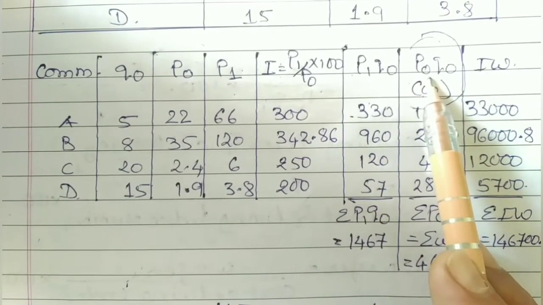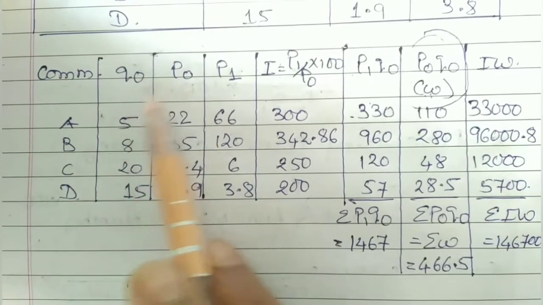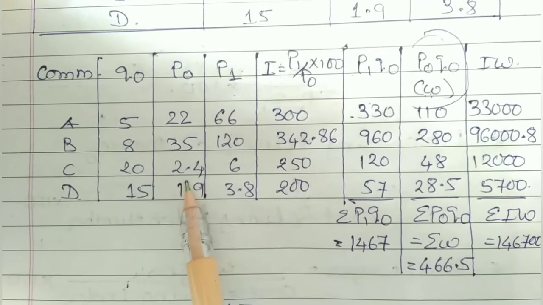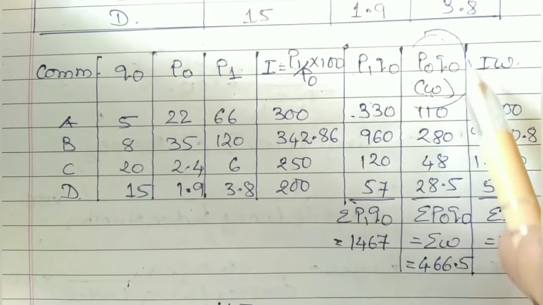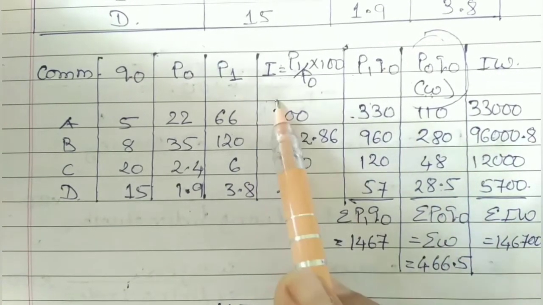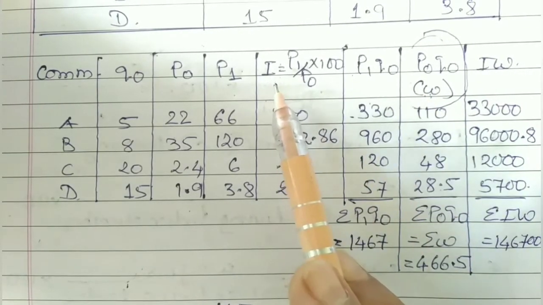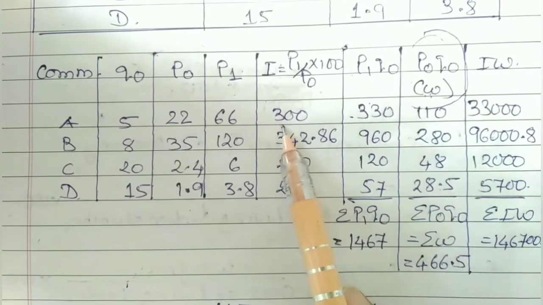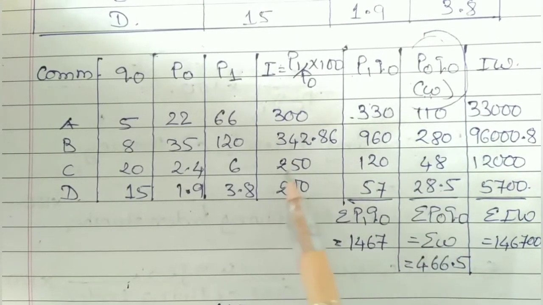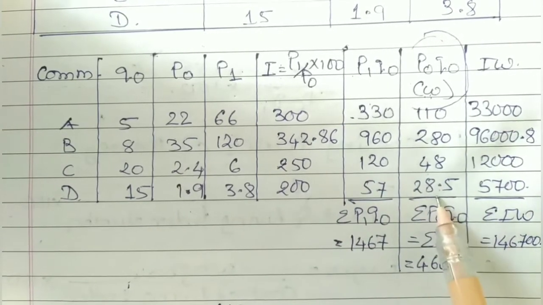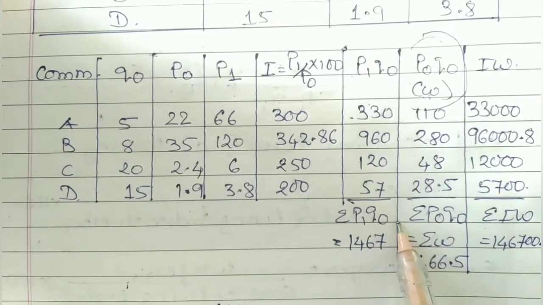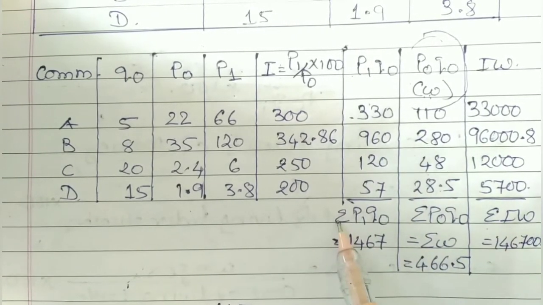P0 Q0, that is your W. Multiplication of P0 and Q0: 22 into 5, 35 into 8, 2.4 into 220, 1.9 into 15. That would be your P0 Q0. Last one is your IW, that means I and W. Multiplication of I and W: 300 into 110, 342.86 into 280, 250 into 48, and 200 into 28.5. Just make the totals: sigma IW, sigma P0 Q0 that is sigma W, and the last one, sigma P1 Q0.